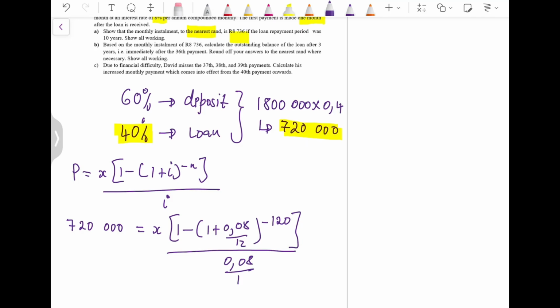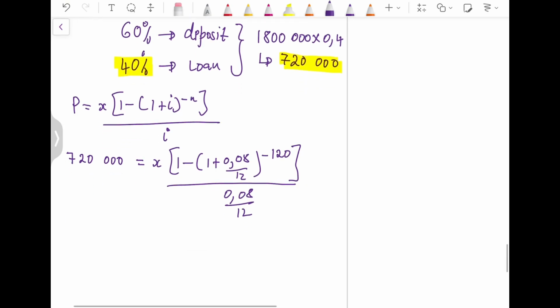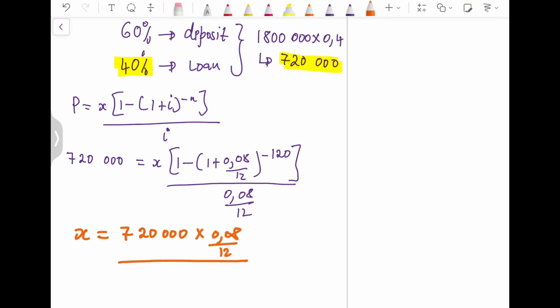0.08 over 12. And then here we are going to cross multiply and divide by a bigger bracket. So if we do that, we are going to get our X is equal to 720,123 multiplied by 0.08 over 12, and then we divide with a bigger bracket, which is 1 minus (1 plus 0.08 over 12) to the exponent negative 120.